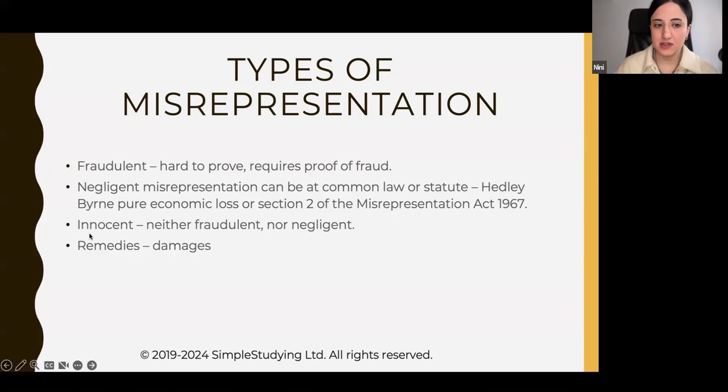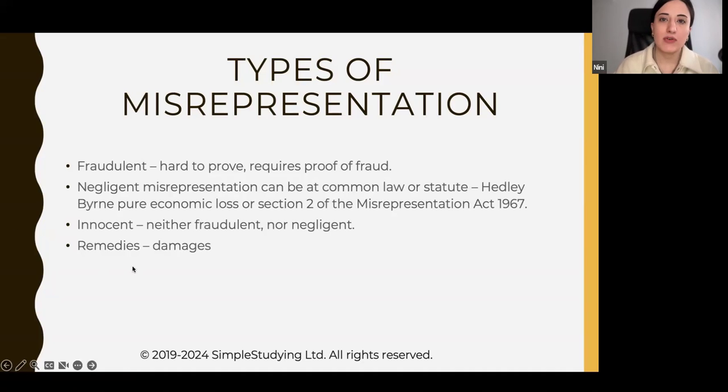Another one is innocent misrepresentation, but the problem with this is that the damages you can recover from innocent misrepresentation are lower than from negligent misrepresentation. So in the problem question, if you write all of that, that the damages are lower for innocent, and you advise the party to prove negligent misrepresentation instead to get higher damages, that shows better understanding of the law, and it could lead you to a higher grade.